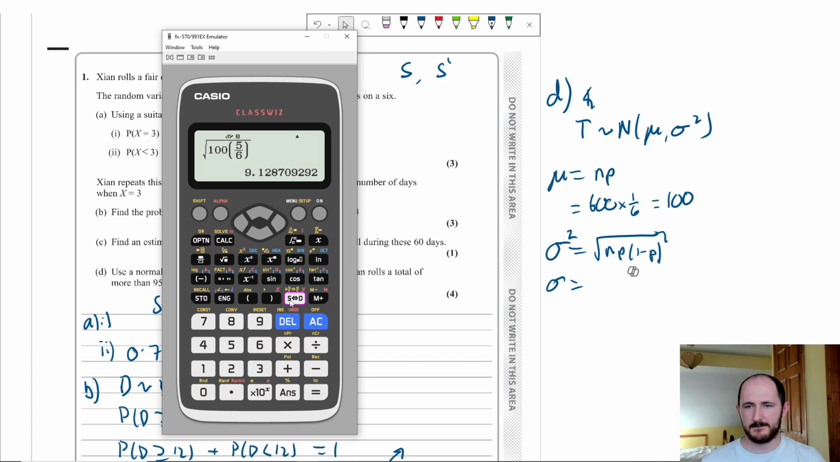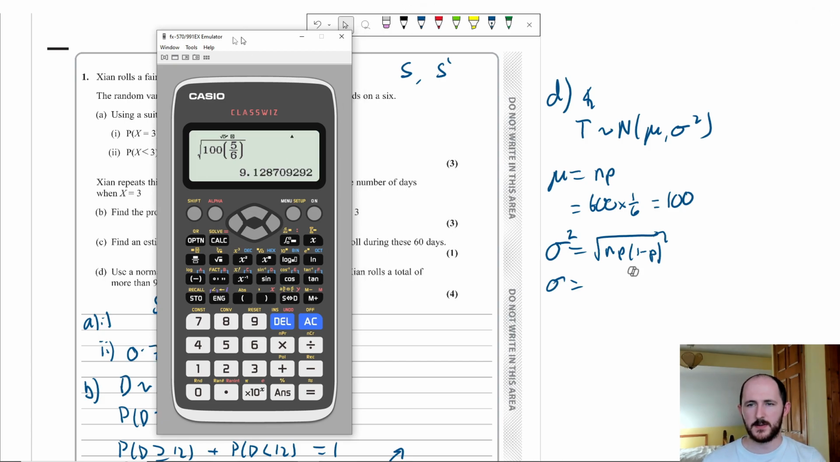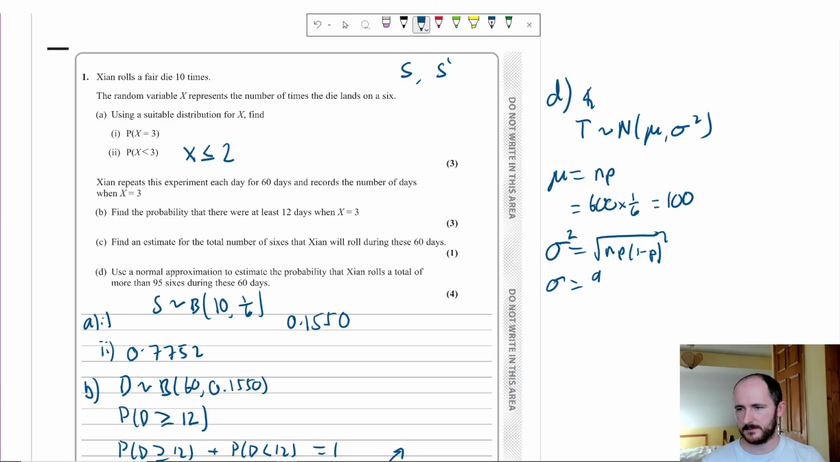And we get 9.1287, let's call it. Cool, so now we know what mu and sigma are in our calculation. That's wonderful. So now all we need to do is work out the probability of getting more than 95 sixes.